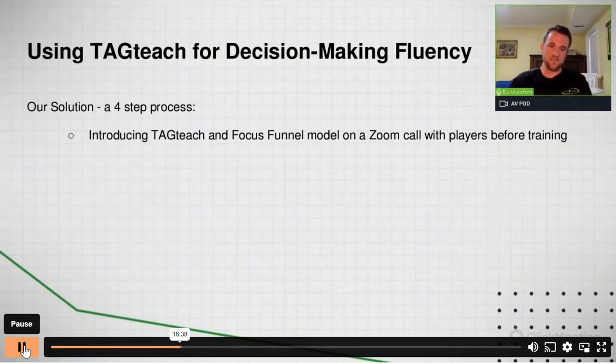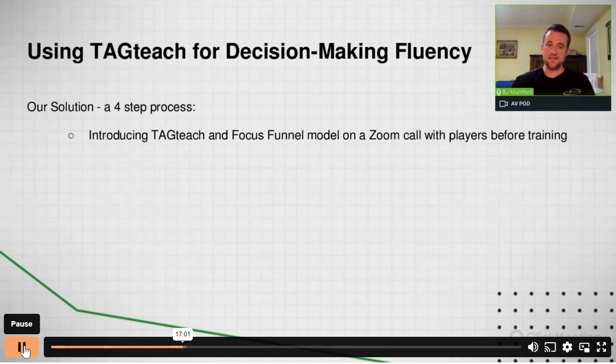So our solution has been boiled down to a four-step process. Over the last 6 to 8 months, we've really made this a more curriculum-based approach so that every player is going through the same process. We're using our Zoom calls in our 90-day program. We're doing a weekly Zoom call and a weekly workout on the court with each player.